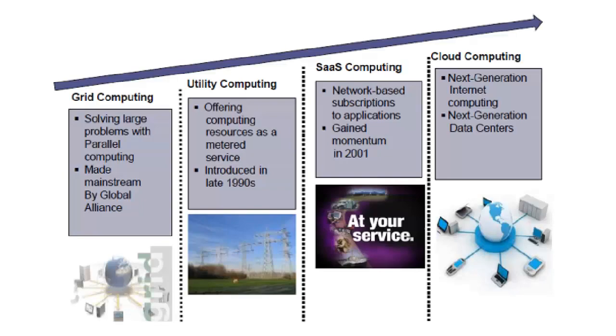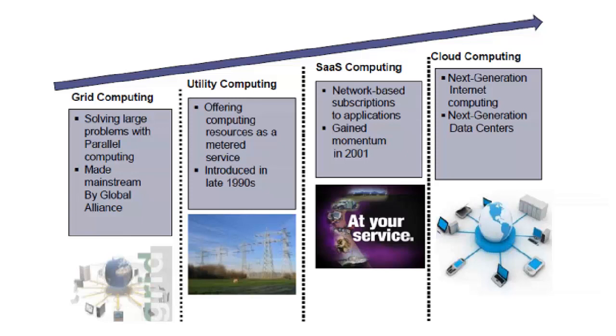Grid to cloud evolution. We will now study how cloud computing evolved over various technologies and its path. Like we have seen earlier, we have had many platforms on which cloud was developed. We have grid computing, utility computing, software as a service, SaaS, and then cloud computing.